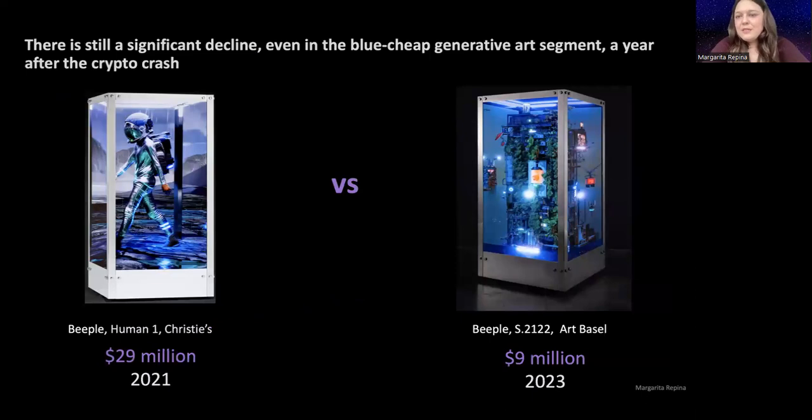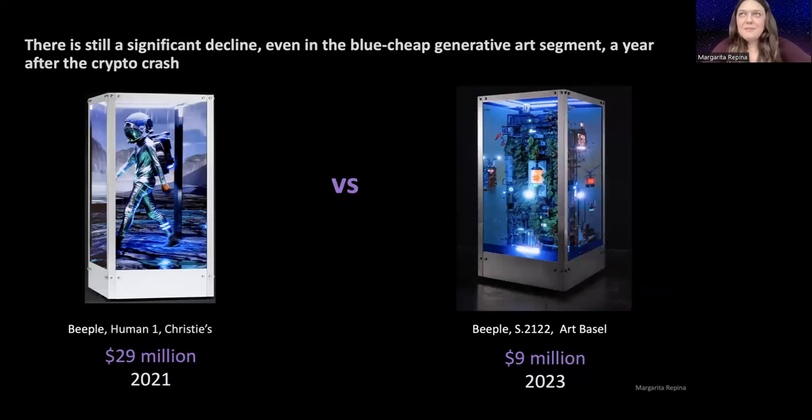Just to illustrate the point, let's look at an example. We have two physical sculptures, actually by the same person. The first one is Human One. It was sold for $29 million in 2021. And the other sculpture was sold at Art Basel for just $9 million 2 years later. Also, both these sculptures are 3D cubes with a moving image inside. They were created in the same dimensions, based on the same technology, by blue chip artist Mike Winkelmann.